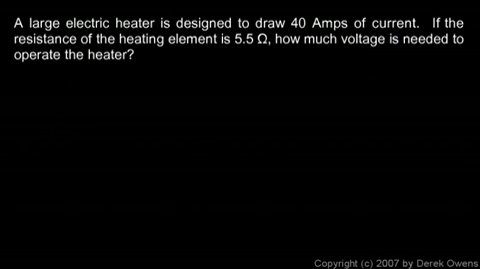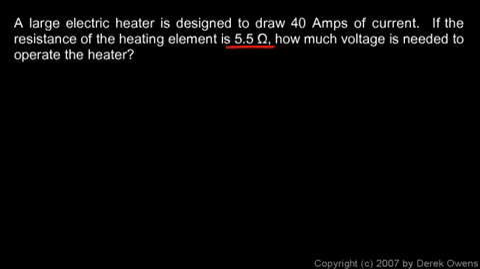In this example, we're told that a large electric heater is designed to draw 40 amps of current. And 40 amps is a lot of current. Just to give you an idea, I hooked up a meter to my stove. It's a regular electric stove with 4 burners, and I put them all on high. With all burners on high, it was drawing 28 amps of current. You typically don't run the stove with all 4 burners on high, but that gives you an idea of how much 28 amps is. So this is 40 amps of current. That's a large heater.